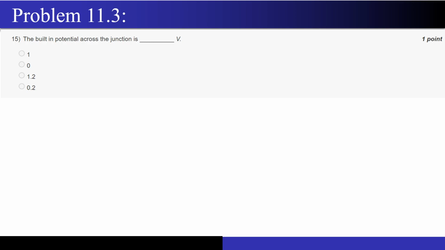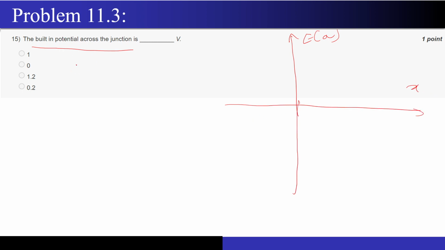Okay, we had one more question. This was again a successor question. Now what is the built-in potential across the junction? So I will ask you one thing: you already know how to calculate the built-in potential. You have E of x versus x. To calculate the built-in potential, what we do is minus integration of E of x dx, correct?